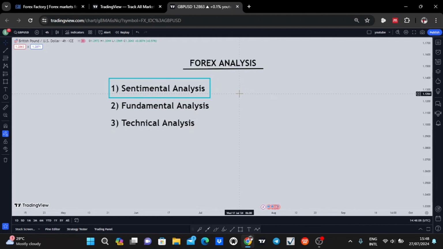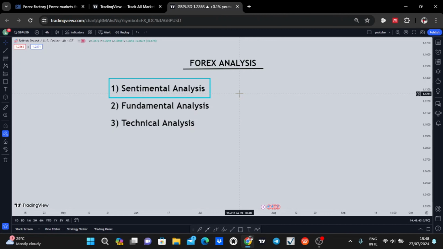Now, one way to gauge market sentiment is by looking at news headlines of a country's economy, social media accounts of big players in the forex industry, and market reports. So, for example, if there's a lot of positive news about a country's economy, the big players might feel confident and start posting on their social media accounts that they want to start buying that currency. So sentimental traders, they jump into the market whenever they see this playing out.